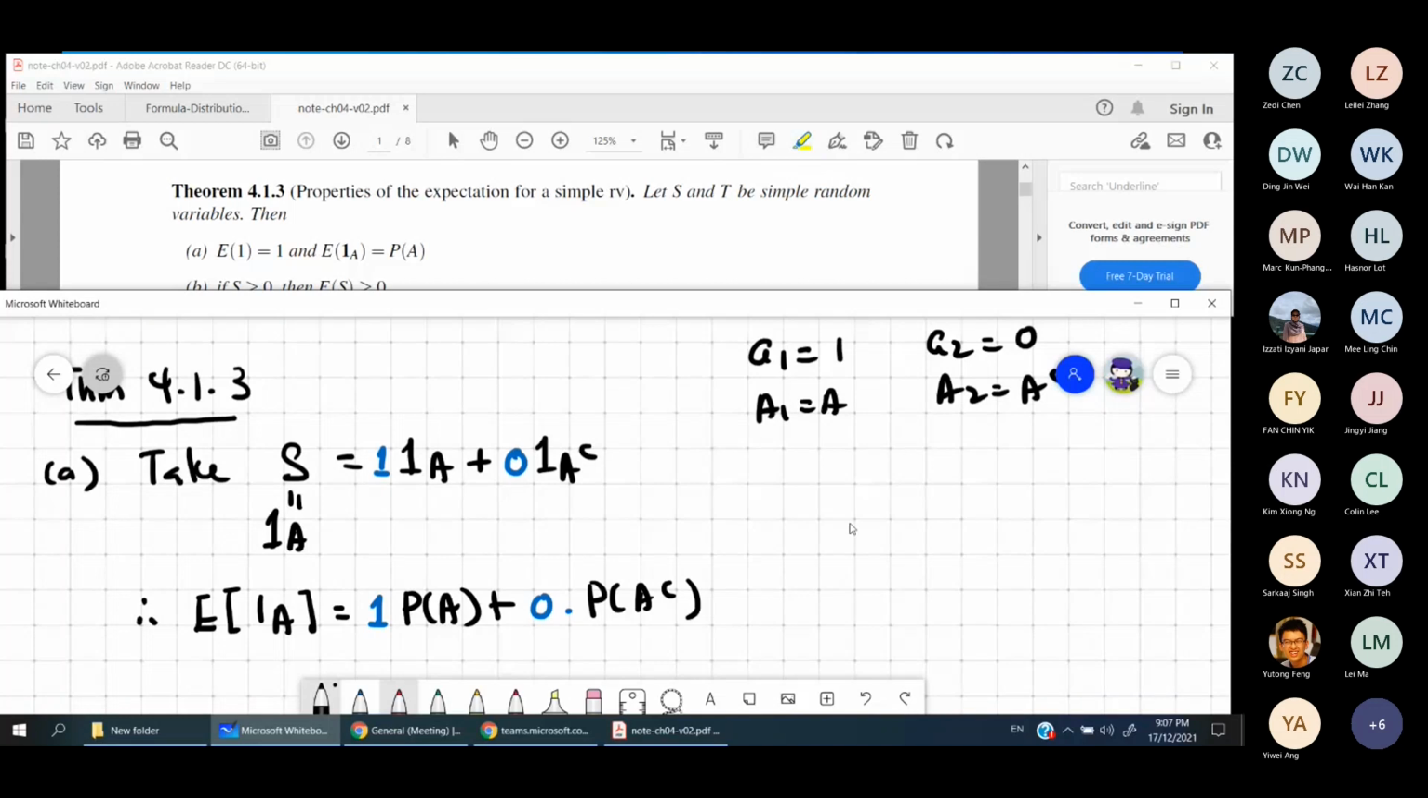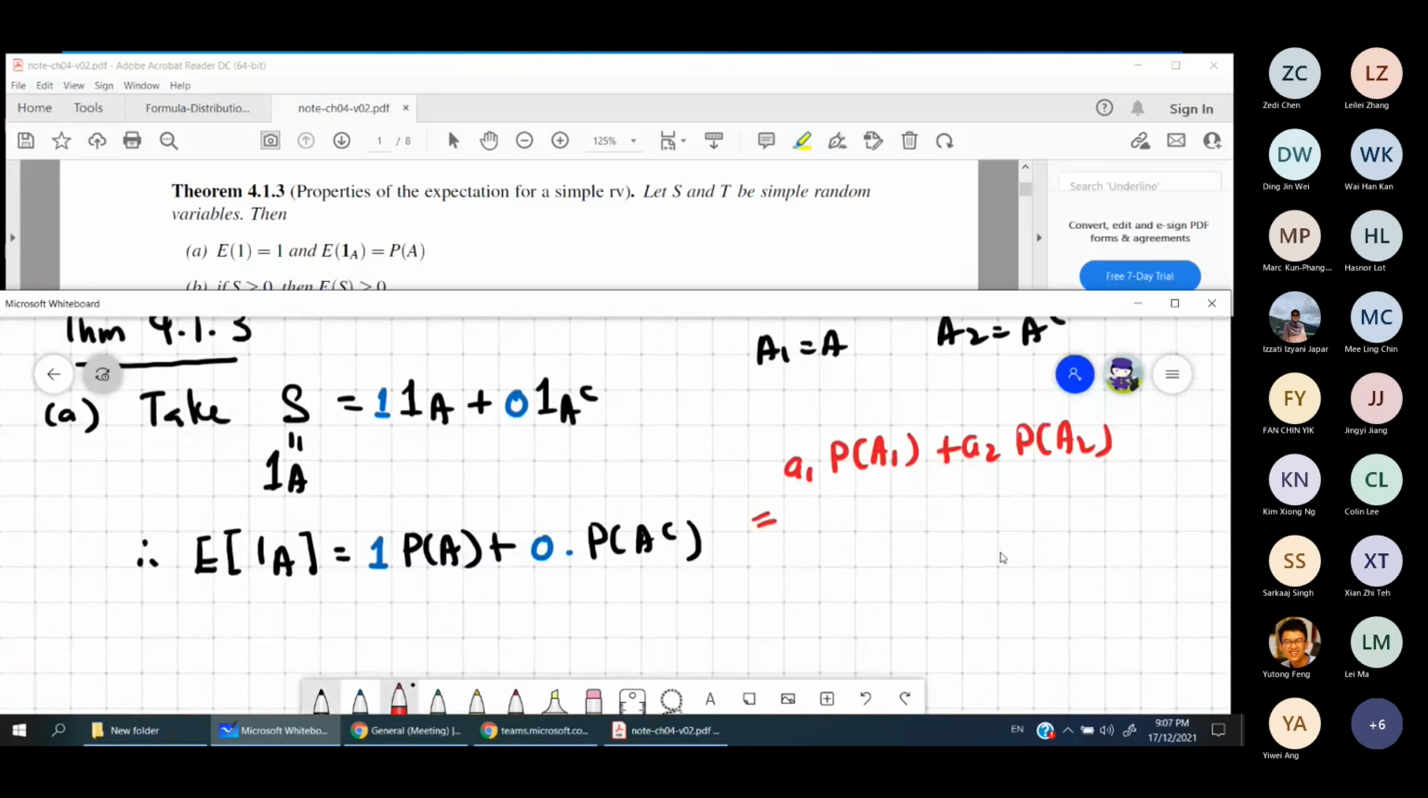So this is actually just equal to A1 P(A1) plus A2 P(A2). Okay, so this is 0, so that's why the value for P(A complement) does not affect. And immediately you can get this is P(A). So this is how we get this equation.